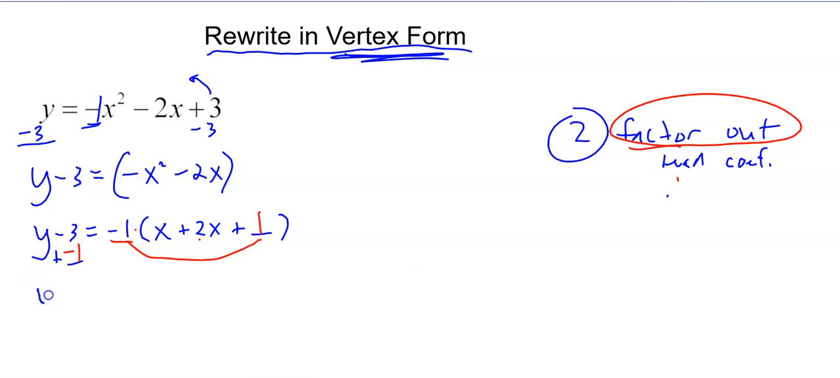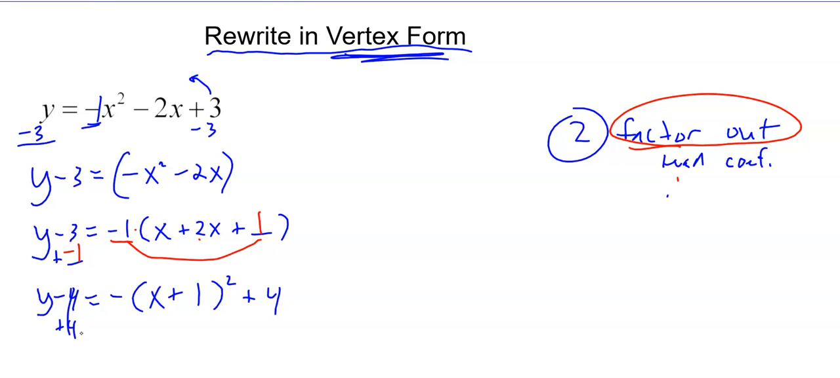Okay, so we get y minus 4, we're almost there, equals negative. This should be a perfect square now. So this is going to be x plus, because it's a plus, square root of 1 is 1, so it's going to be x plus 1, quantity squared. Last step is you move the constant back over, right? So you're going to add 4 to both sides. And now we have vertex form.